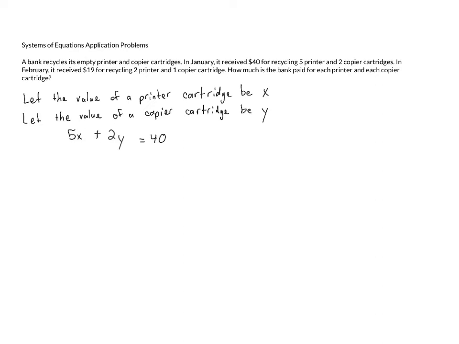That's the first equation. The second equation comes from what happened in February. They received $19 for recycling 2 printer and 1 copier cartridge. Can you figure out what the equation's going to be there?